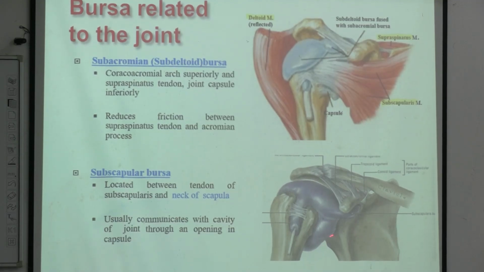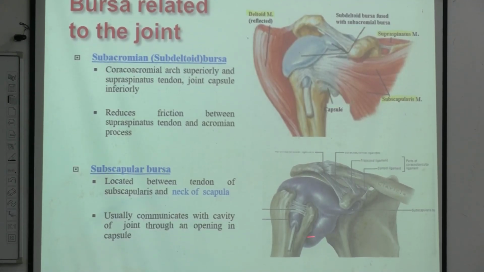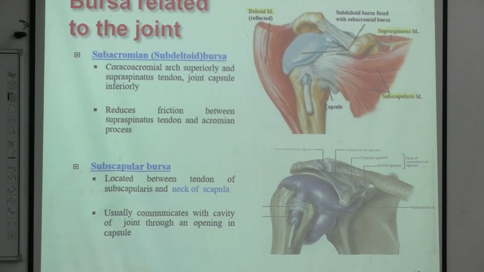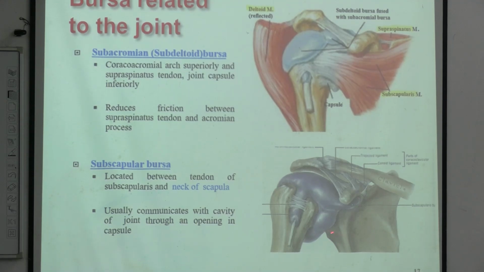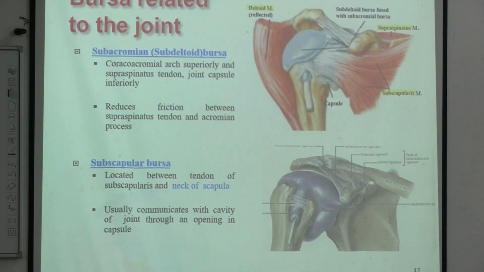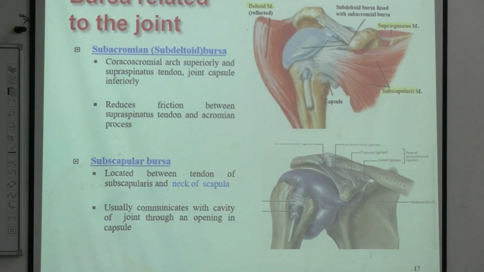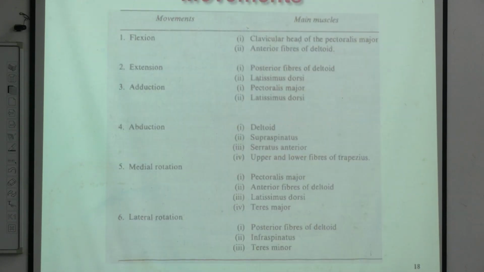Another bursa is present between the neck of the scapula and the subscapularis muscle, which comes off here. The subscapularis muscle is separated from the neck of the scapula whenever they come in contact, so that this gives another cushion. So, this is about these two bursas.